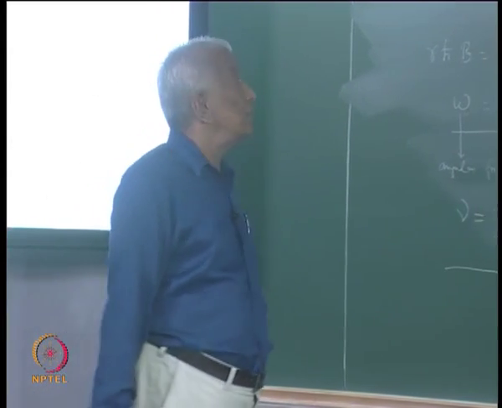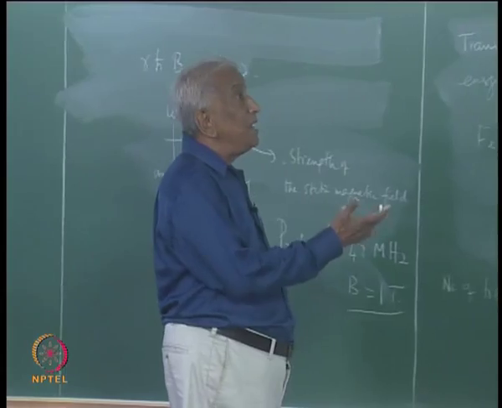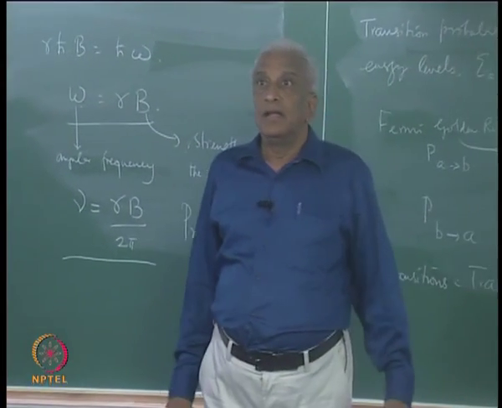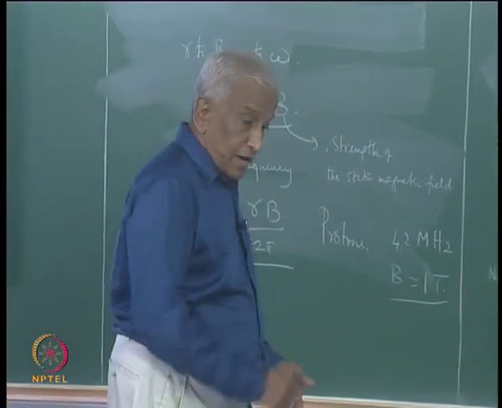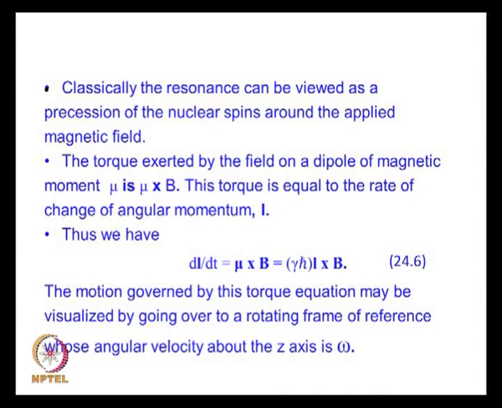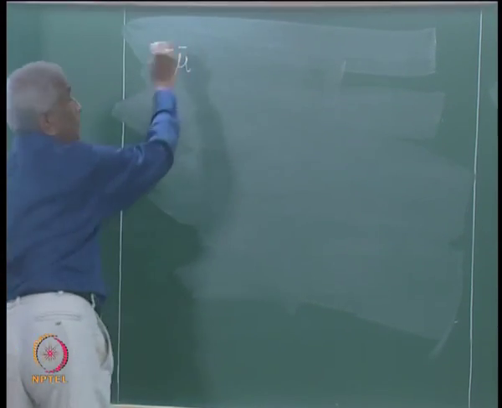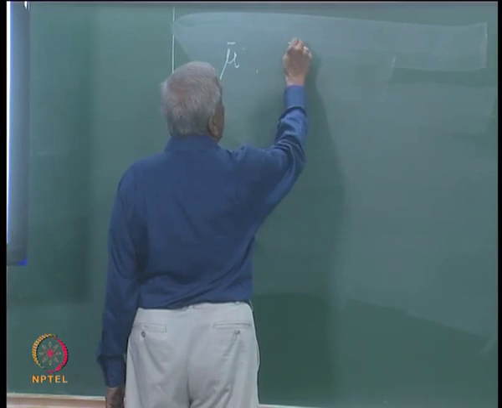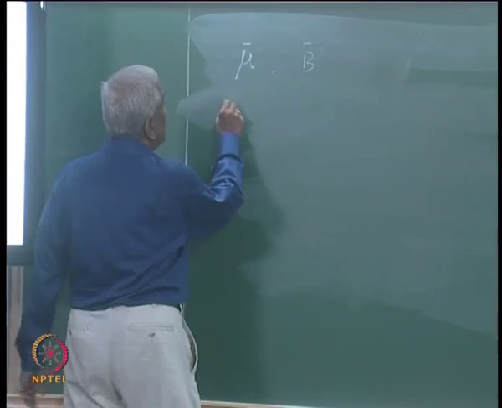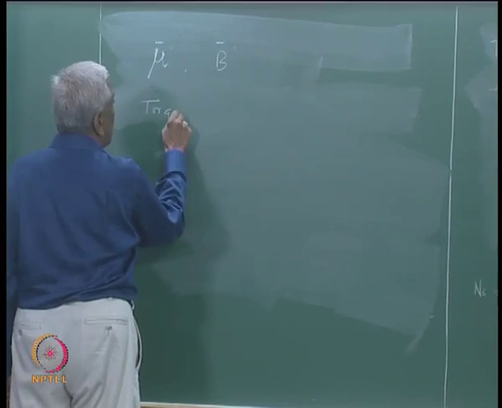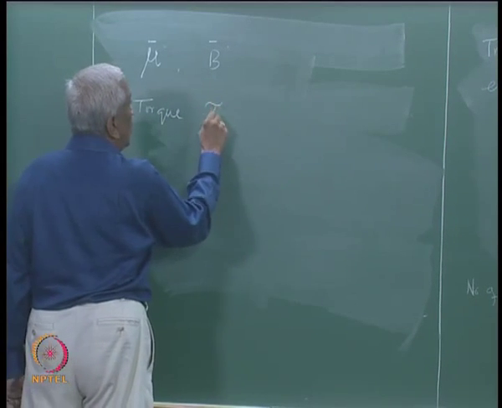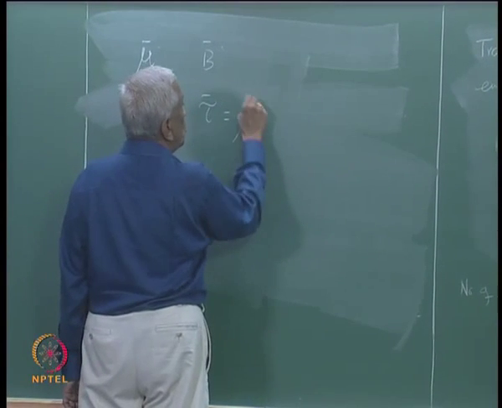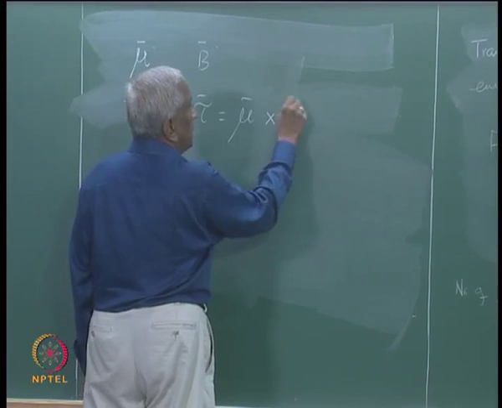The answer is the resonance can be explained classically, and the way to explain this is via the torque exerted by a magnetic field. If I have a magnetic moment, a dipole moment mu, and I have a field acting on it, then there is a torque. It is a well known result of classical electrodynamics that the torque is mu cross B.